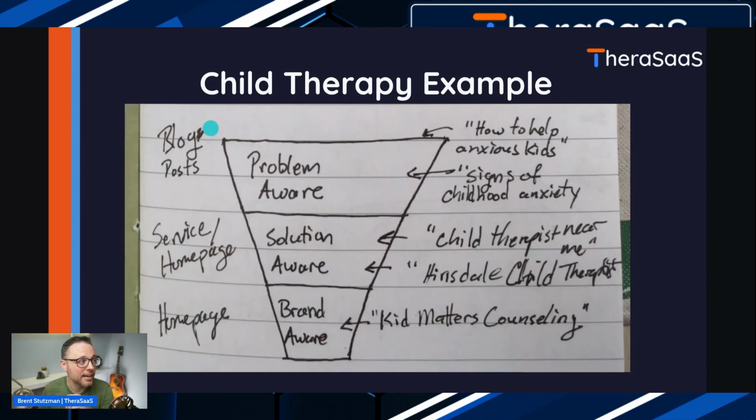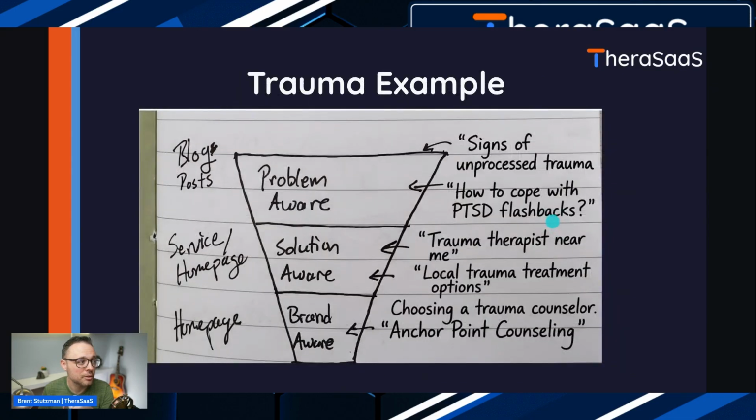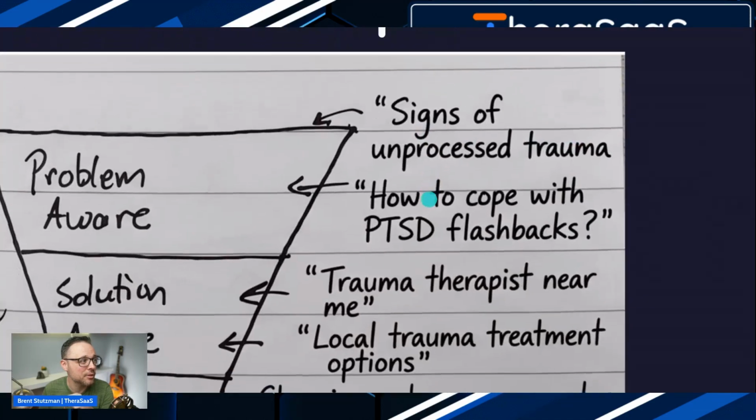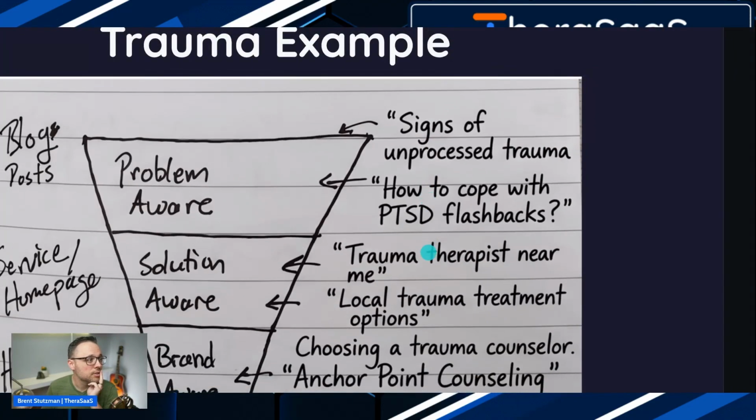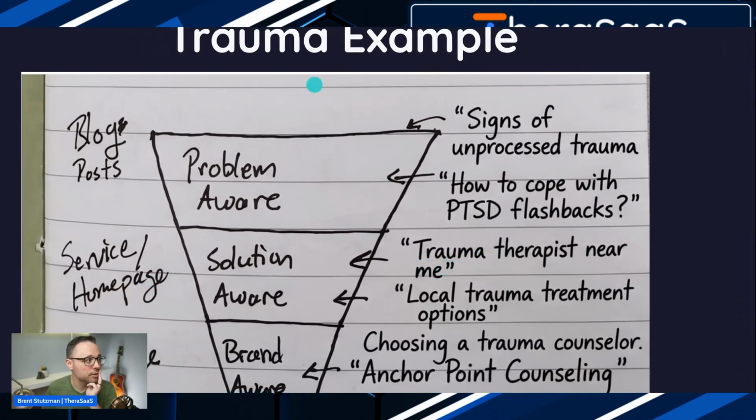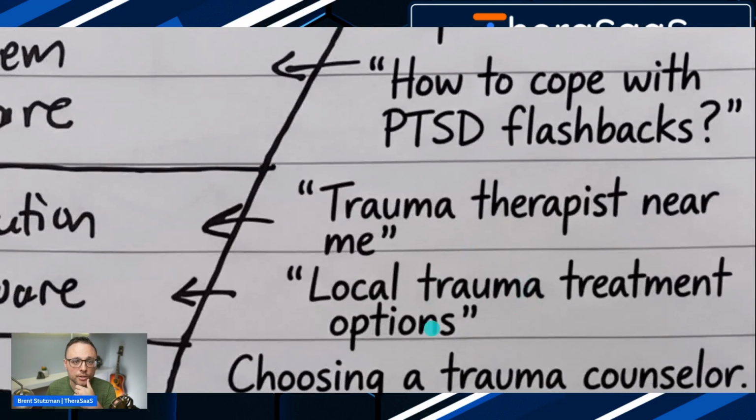But here's what I did. I just threw this image into AI and I said, hey, can you just recreate this image, but give it trauma examples? And look what it did. It actually took my handwriting, and then this is its own handwriting. Pretty cool. So again, service for trauma, solution aware: trauma therapist near me, local trauma treatment options. These are examples of keywords your Google Ads manager should be running on.